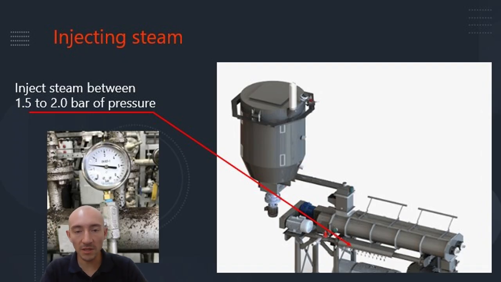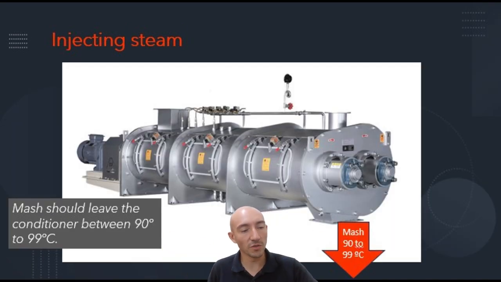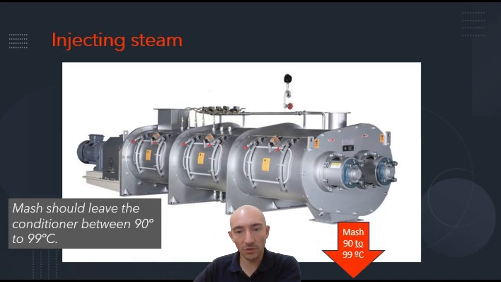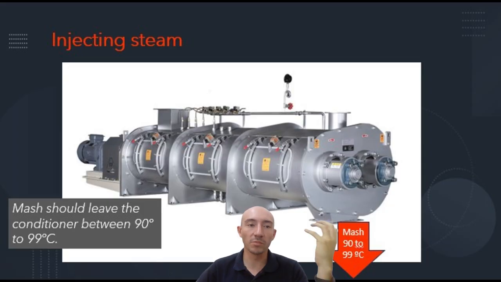And to not waste steam, we need to reduce the steam pressure at the conditioner. And then, like I said, you're gonna use steam. Steam will heat up the mesh, and when material leaves the conditioner, that material should be between 90 to 99 degrees. It cannot be less than that. Less than that, we start having problems at the extruder. We start sending cold material at the extruder, which is gonna cause all sorts of problems like we mentioned.